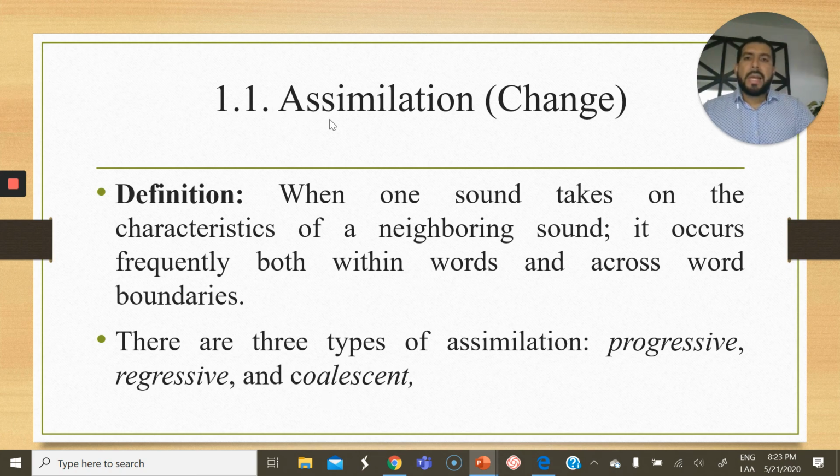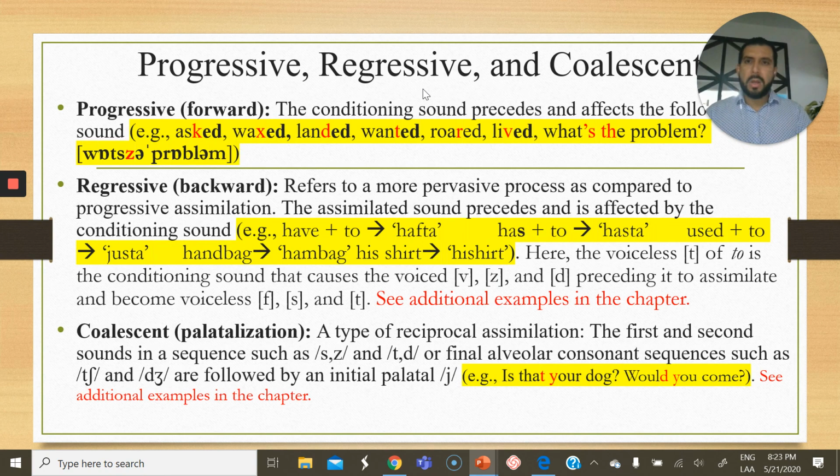In order to help you remember what assimilation is, think about the word simulate, or simulation, and it suggests the word similar. So two sounds becoming similar to one another, or one sound becoming more like another sound close to it. Okay, cases of progressive or forward assimilation. What happens is that the conditioning sound is before the assimilated sound.